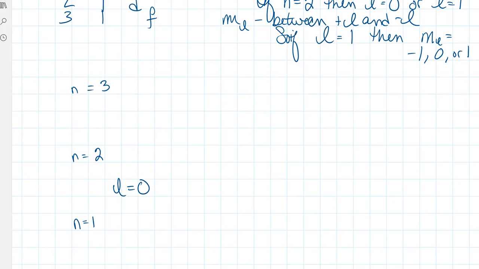So in this case, if n equals 1, L has to be equal to 0. And so what this means is I only have one orbital called a 1s orbital where I can have electrons. Since L equals 0, that means that the m sub L of this orbital has to equal 0 as well.